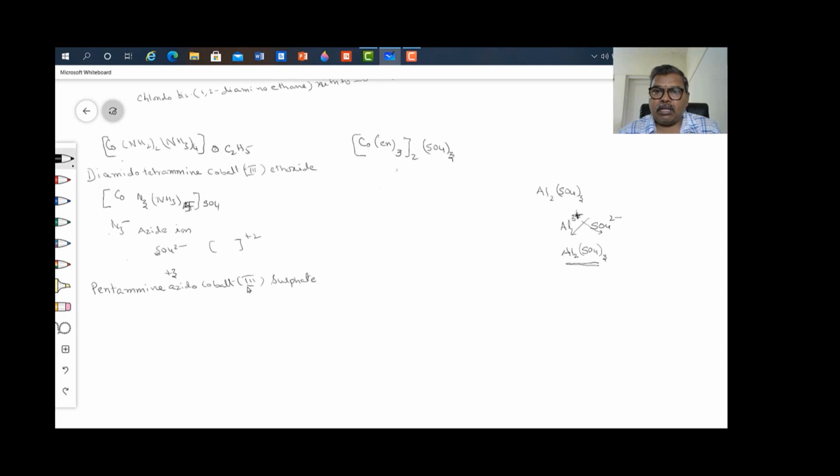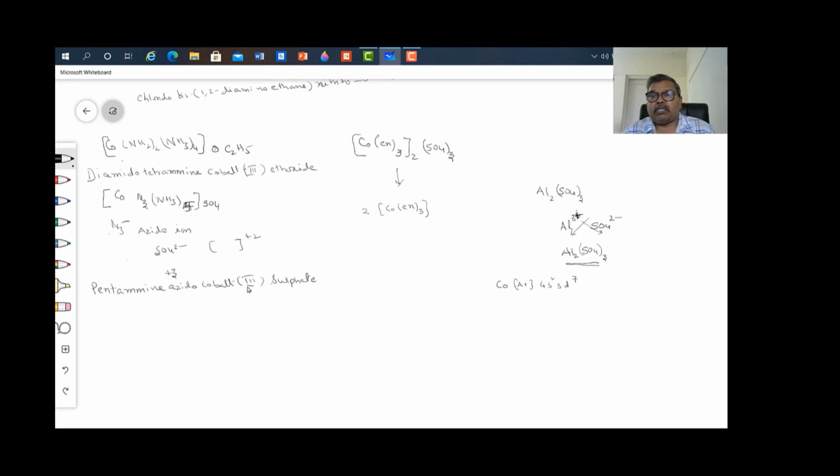So what are the ions present in this? 2 ions are there. It is a cation, CoEn taken 3 times. We cannot decide the charge on the complex ion because we don't know the oxidation state of cobalt. Because see, what is the electronic configuration of cobalt? It is argon 4s2 3d7, right?